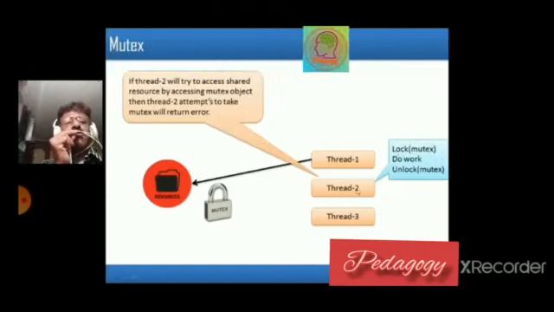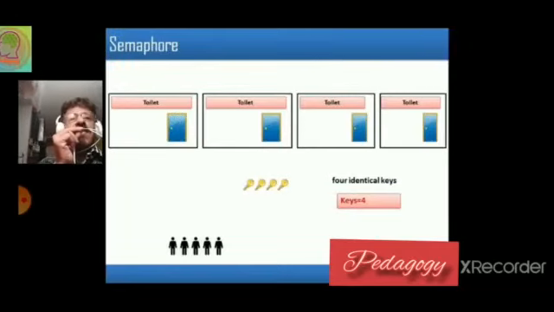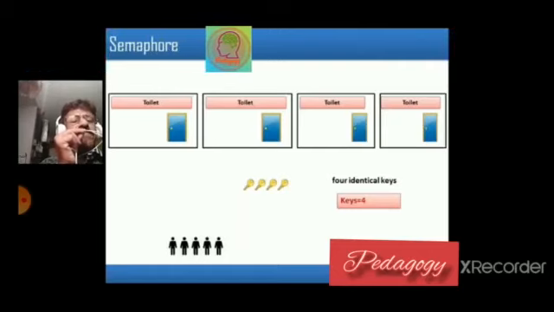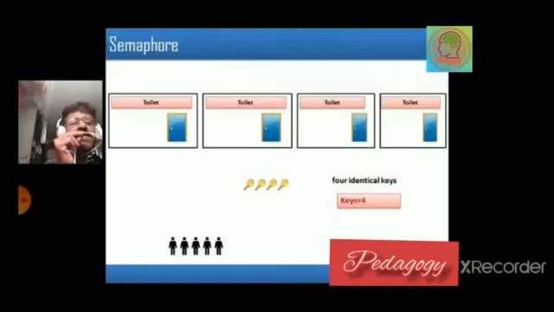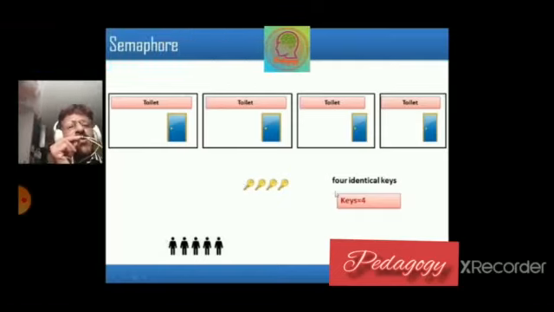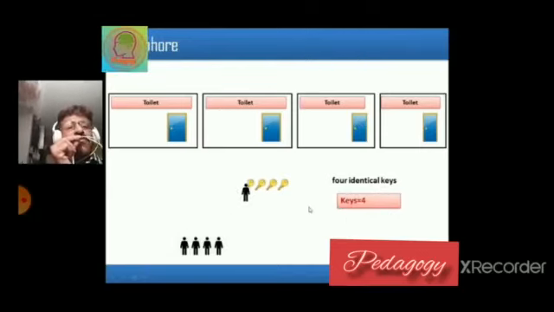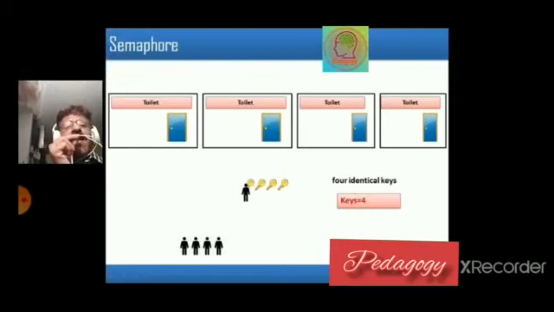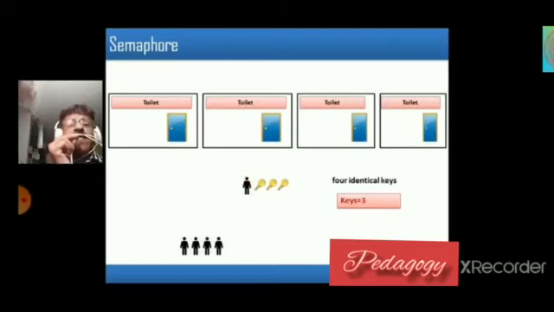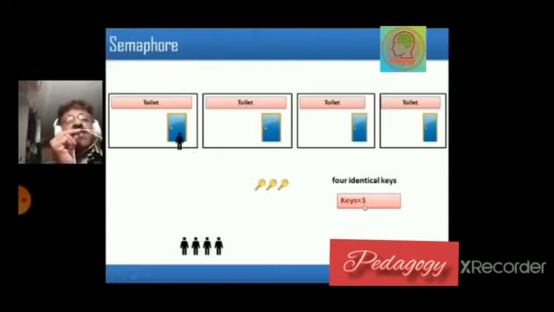that means process 2. Now we can understand that if there are 4 keys, then it will be treated as a semaphore. Suppose 4 identical keys are there, but there are 5 persons. That means the number of resources is 4 and the number of processes is 5. So keys equal to 4 means at a time 4 persons can enter into the critical section. That means we have 4 shared resources.